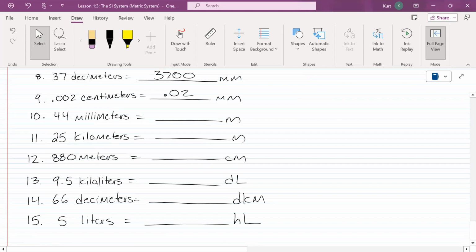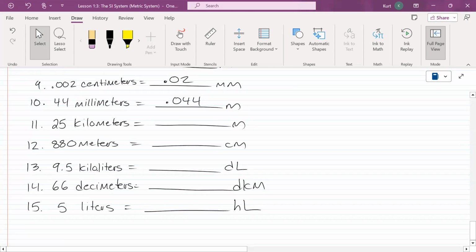44 millimeters to meters. You're going bigger. So you're shifting to the left 3 spaces. Because a millimeter is 1,000 times smaller than a meter. 1,000 is 3 zeros. So 0.045 meters.